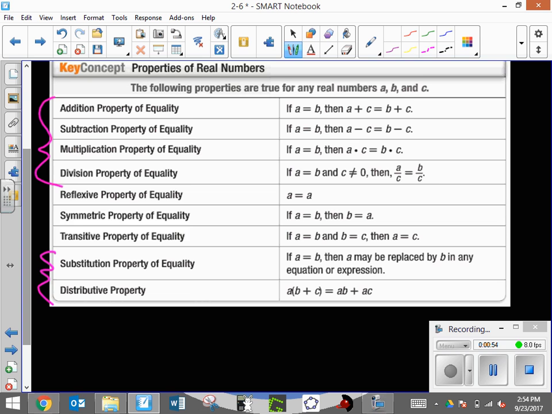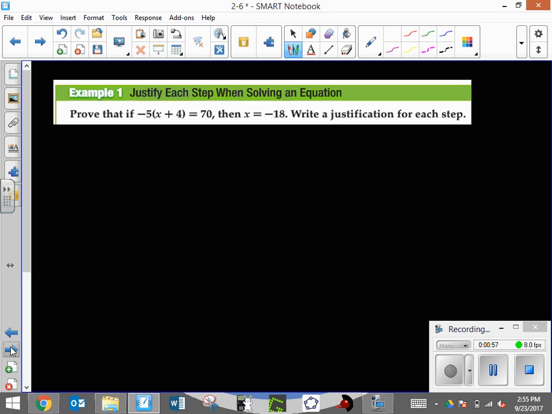So we're going to start and we're going to solve. Actually, I'm giving you the answer. I want you to prove and show me that -5 times the quantity x plus 4 is going to equal 70. I want you to show me every step and tell me what you're doing for each step as well.